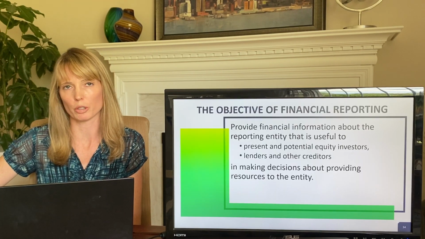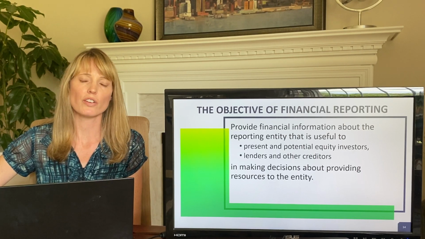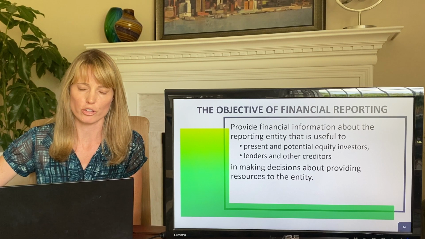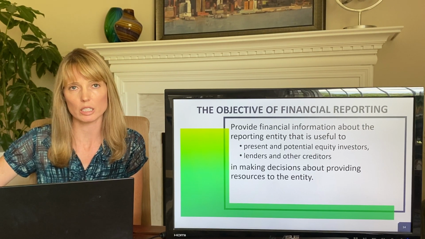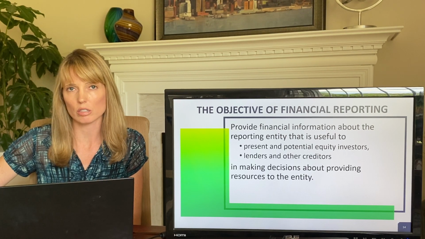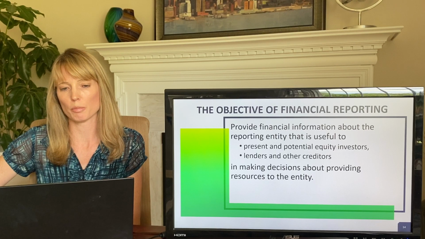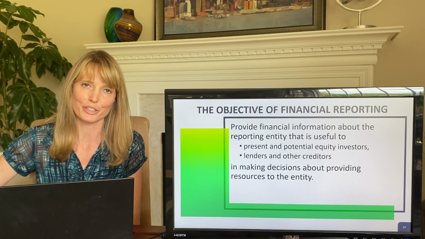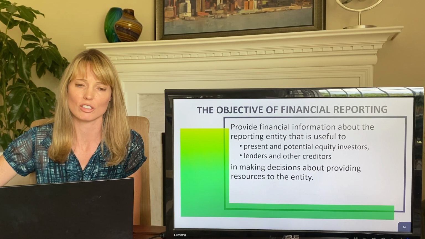That's where financial reporting comes in and what financial accounting is all about. It provides financial information, so information in dollar terms, that's useful to current investors, prospective investors, lenders such as the bank, and other creditors in making decisions about providing resources, or in other words, in deciding, should I give my cash or lend my cash to this organization?